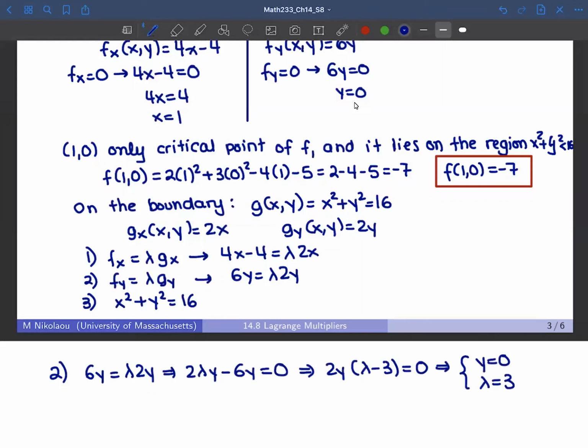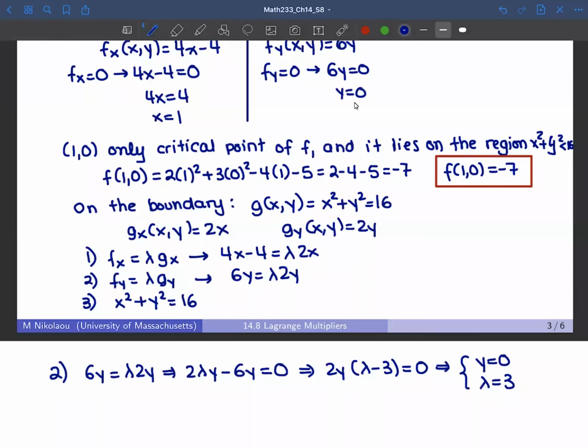So we'll use these two solutions and plug them into the other two equations to find at which points we have minimum and maximum values for the function f. First of all, if y is equal to 0, from equation 3 we'll have that x² + 0² is equal to 16. So that means that x² = 16, and that means that x is equal to plus or minus 4.